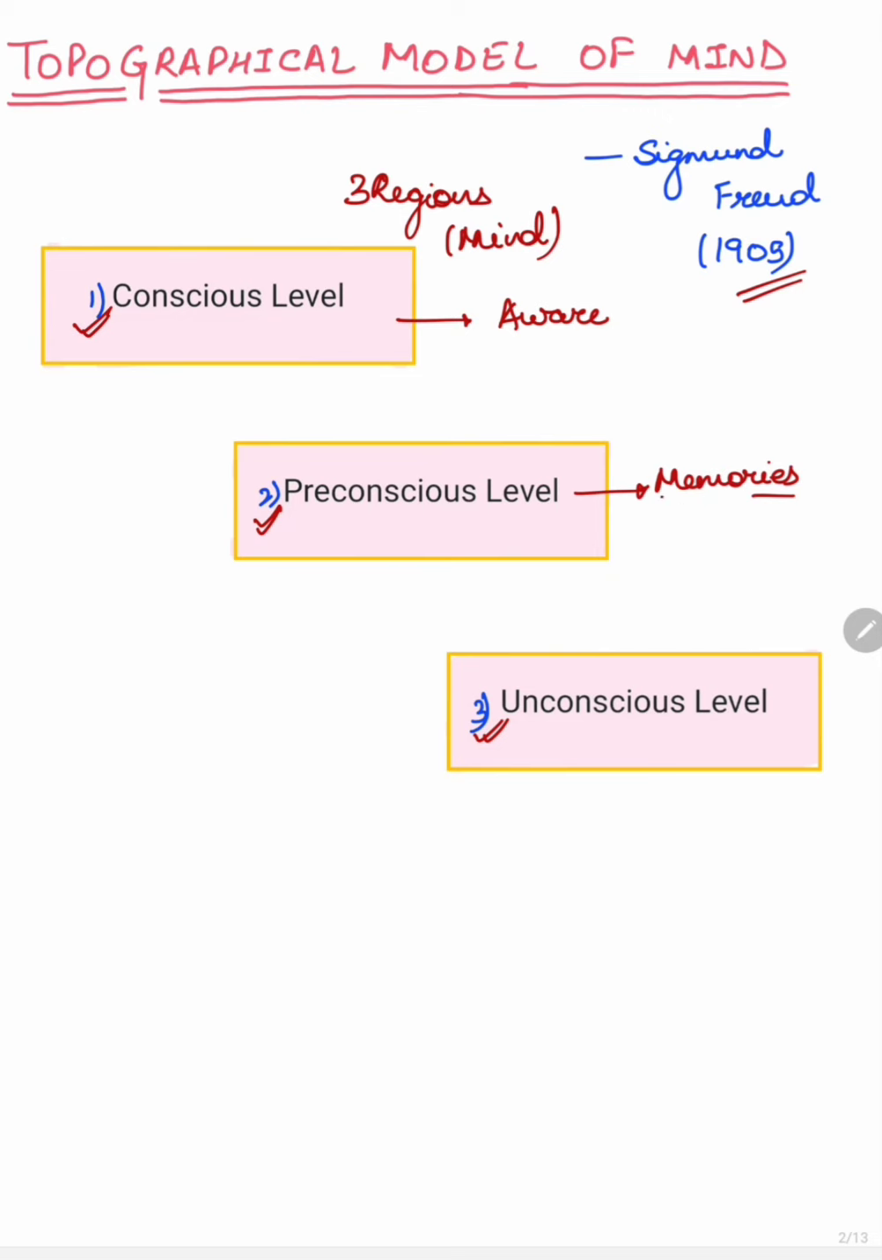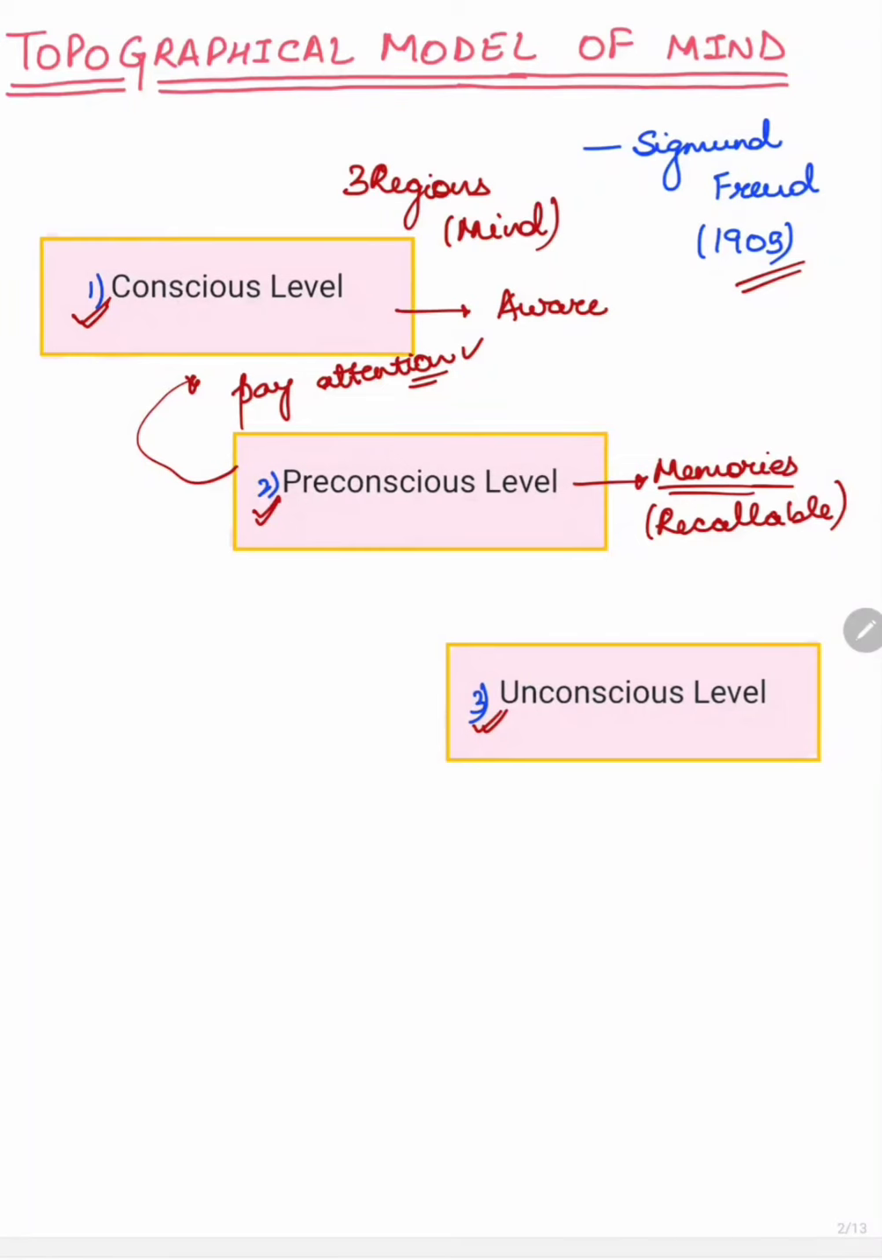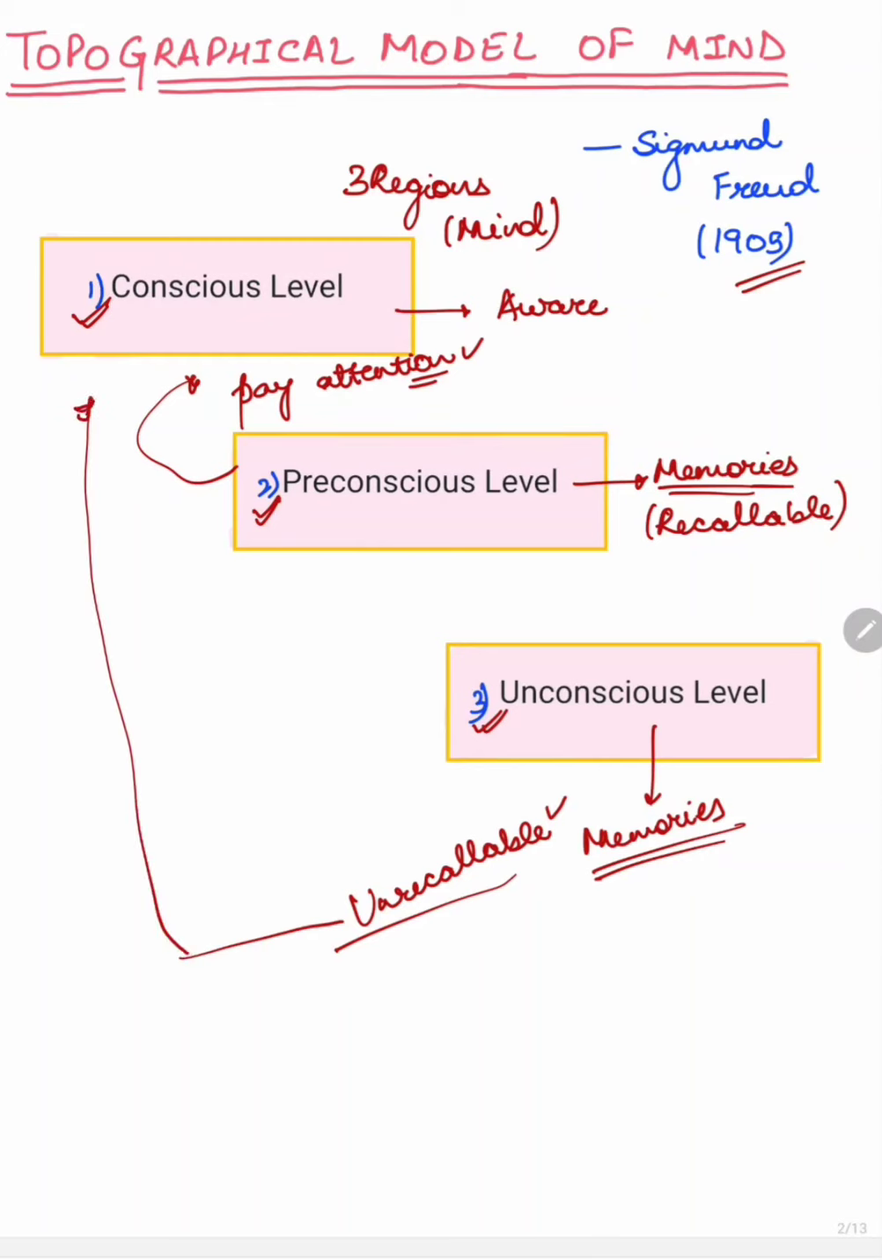We need to focus. There are certain memories which can be brought into our conscious only when we pay attention or focus on them, such as our parents' names or something like that. So these are recallable memories. Now the unconscious level of our mind. There are certain memories which can't be easily recalled, so you can say these are the unrecallable memories. They are not easy to bring up into our conscious level. It needs some help, like therapist guidance, to bring them into our conscious level. So there were three regions of mind given by Sigmund Freud in his topographical model of mind.